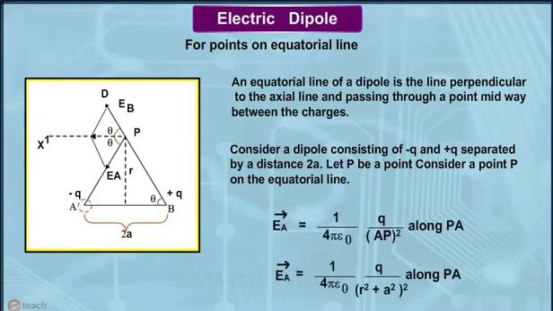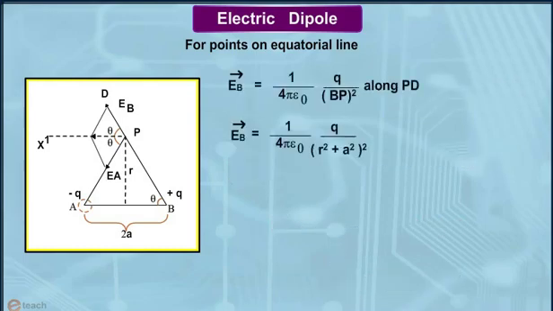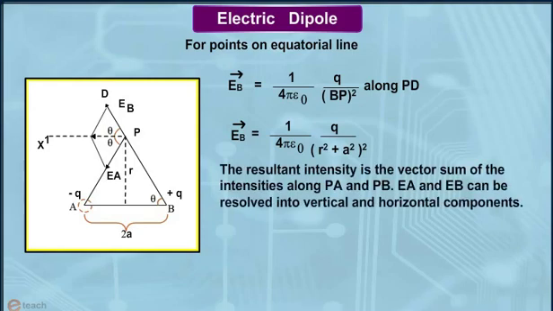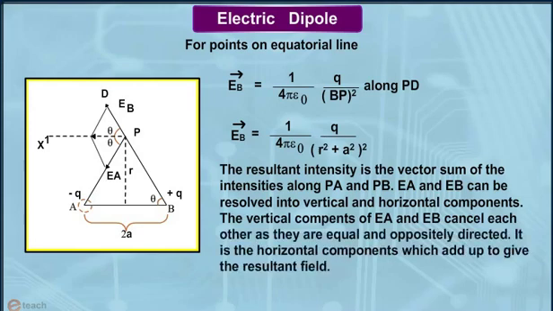Then the value of electric field due to A is as shown, and the field due to B is also as shown. The resultant intensity is the vector sum of the intensities along PA and PB. E_A and E_B can be resolved into vertical and horizontal components. The vertical components of E_A and E_B cancel each other as they are equal and oppositely directed. It is the horizontal components which add up to get the resultant field.